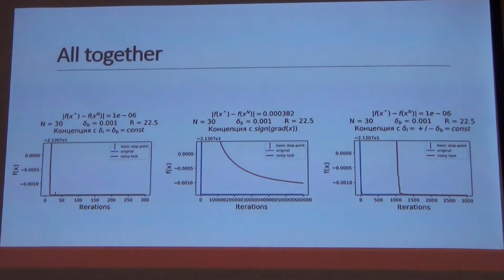And altogether, you can see that the first picture is about the constant noise. This is quite good. We could find the solution in less than n iterations, where n is the linear size of the matrix, I mean the dimensionality. And the third, stochastic noise, is also good, and this could be even better than solving the exact task.